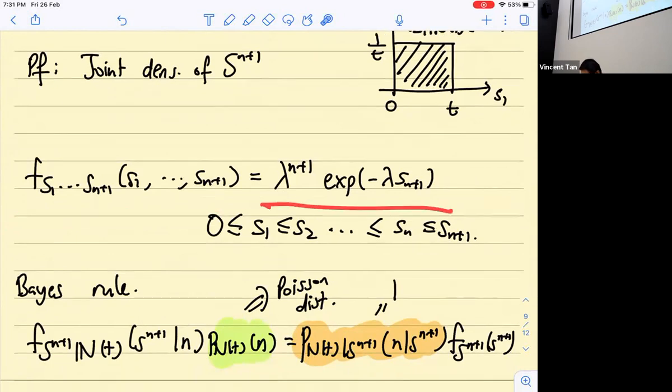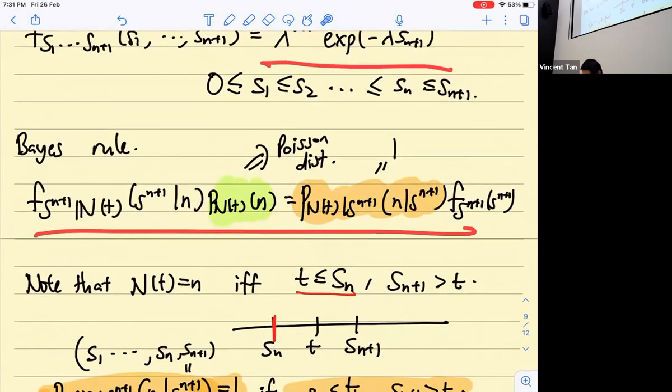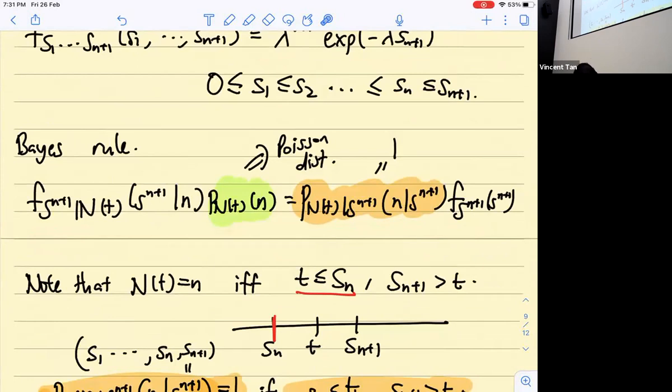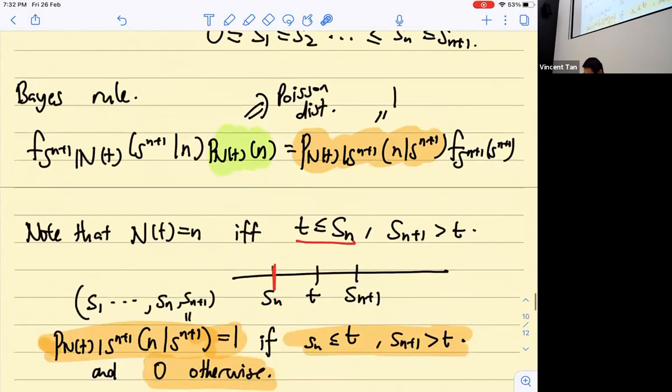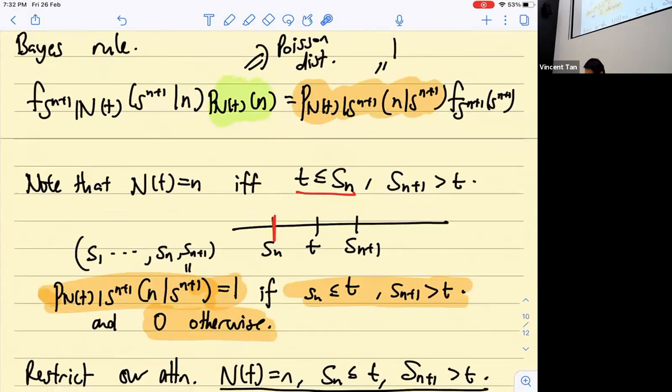I typed out this proof carefully. And so we appeal to Bayes' rule. Now, the only marginally difficult term is this, which we have to interpret. This can either be 0 or 1 only. It is 1 if this is true.